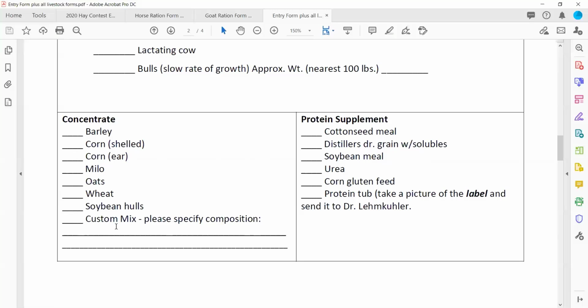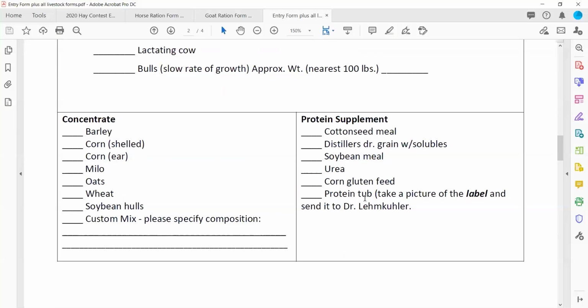But if you're using a custom mix, please specify the composition. In other words, the ingredient and how much that ingredient is in the mix. Protein supplements, if you're feeding any one of these, please indicate that. If you're feeding a protein tub, or the producer is going to be feeding a protein tub, please take a picture of the label and send that to Dr.